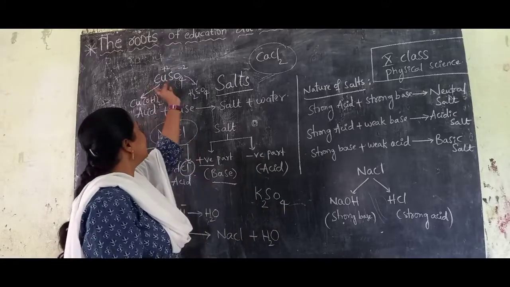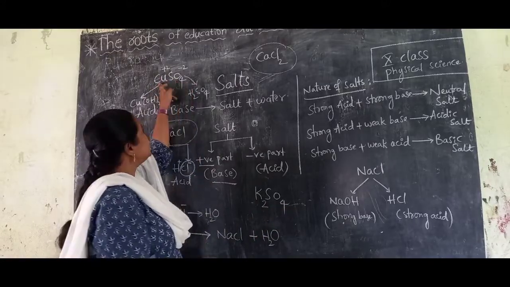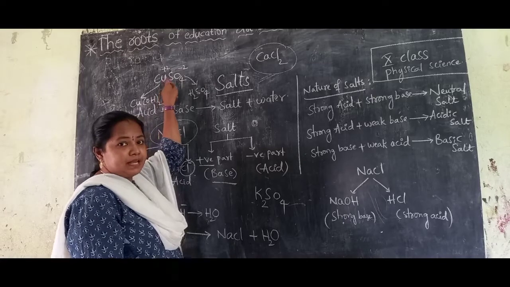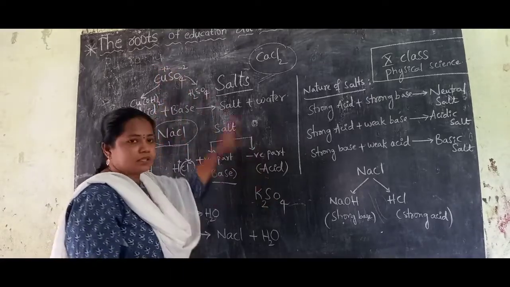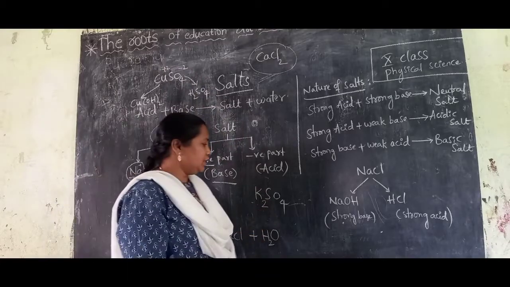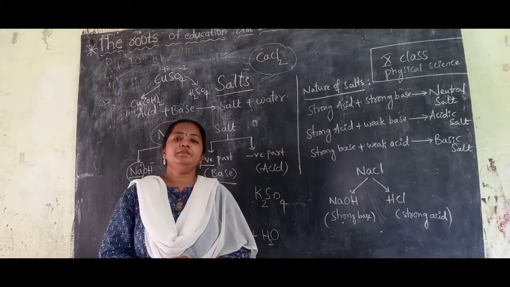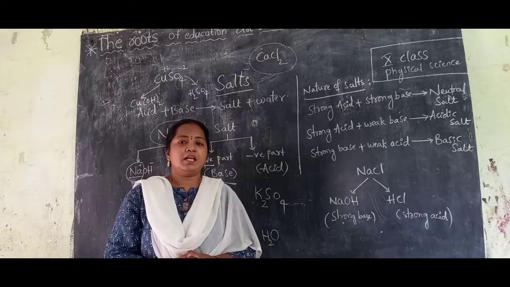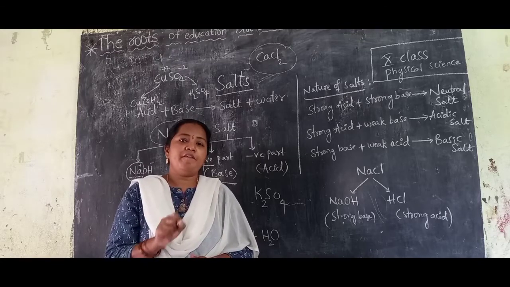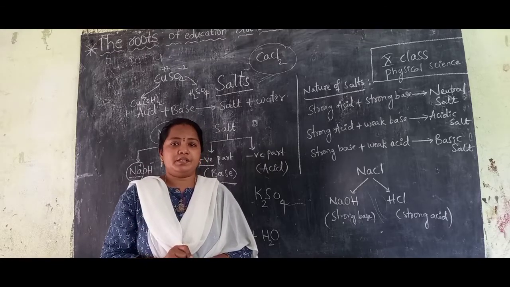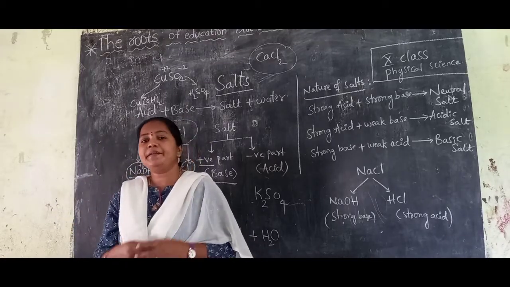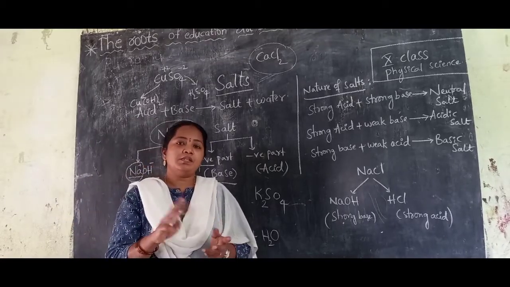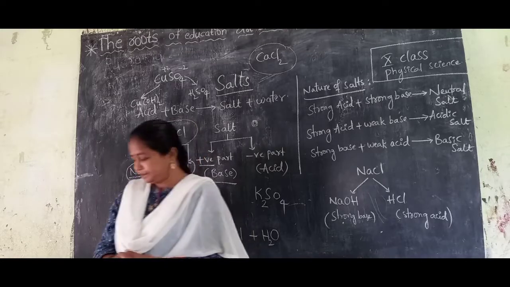Here I have written copper sulfate. See, copper sulfate belongs to copper salts family as well as sulfate salts family. Then both of them belong to sulfate salts family. Like that, in your textbook there are certain names of salts given. All of you try to write down the formulas of those salts, and try to identify which two salts belong to the same family.